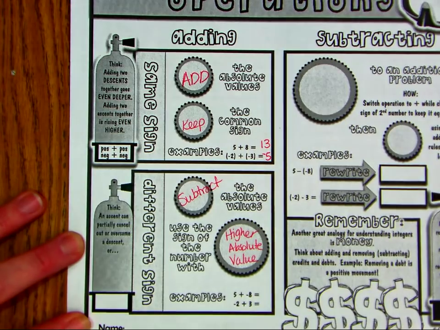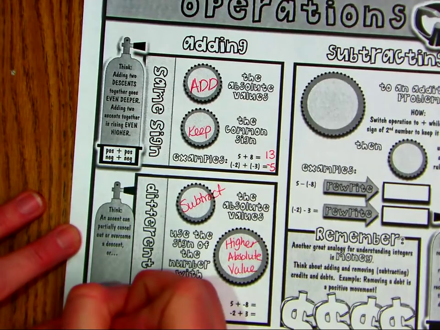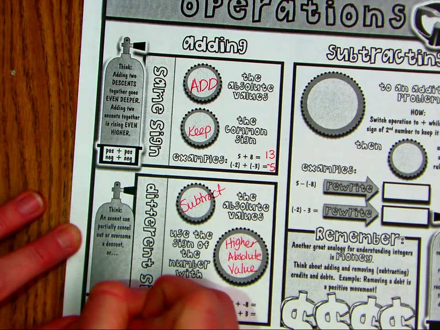Think about it. An ascent can be partially canceled out or overcome a descent. Basically meaning you go down, then you go back up, then you're going to go down. So this is a positive plus a negative, or a negative plus a positive.